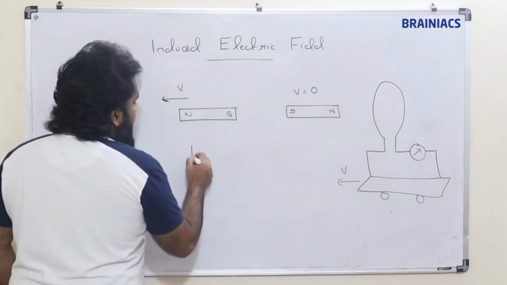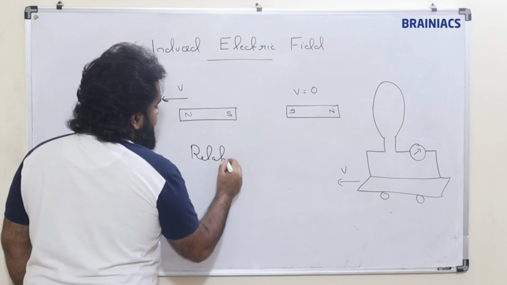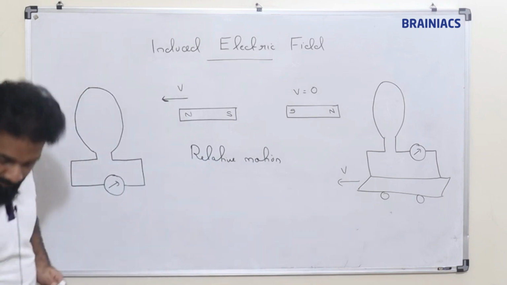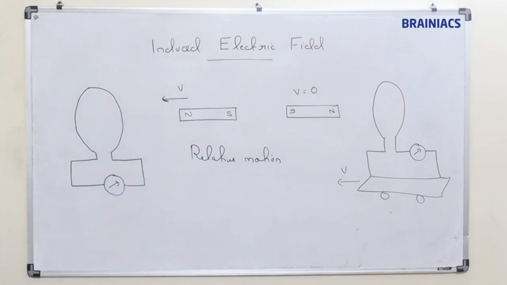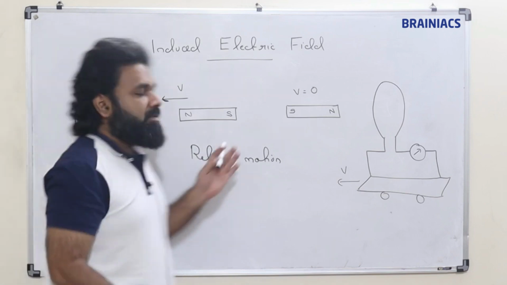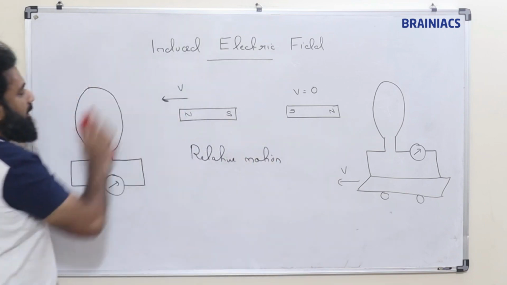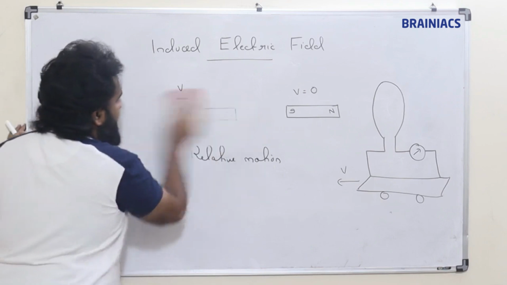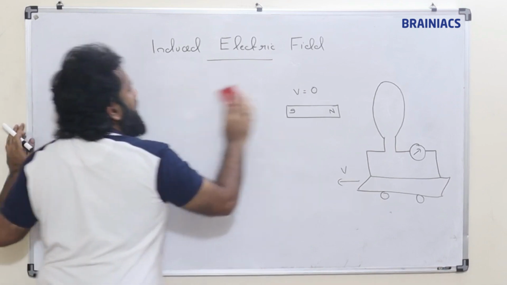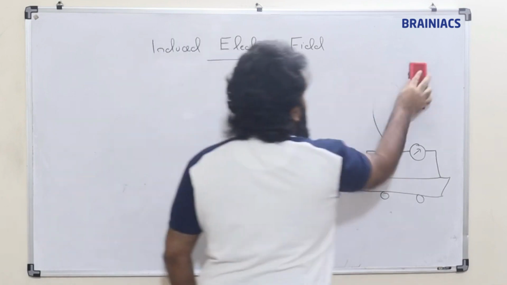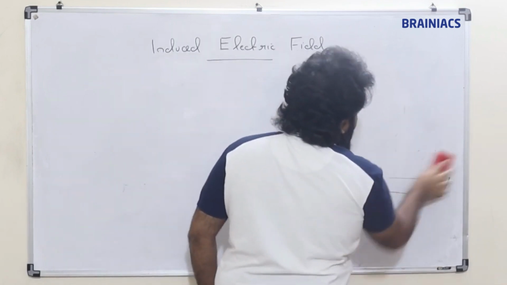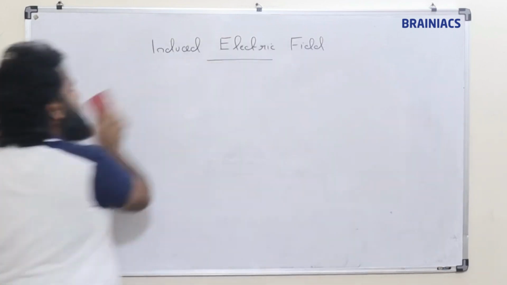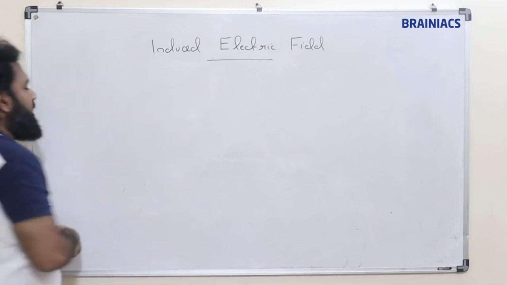So relative motion will cause what? It will cause induced EMF, induced current, and induced electric field also. We have already discussed this. We have seen Faraday's experiment, and the direction of EMF and current using Lenz's law. Now we will spend some time to understand the induced electric field.